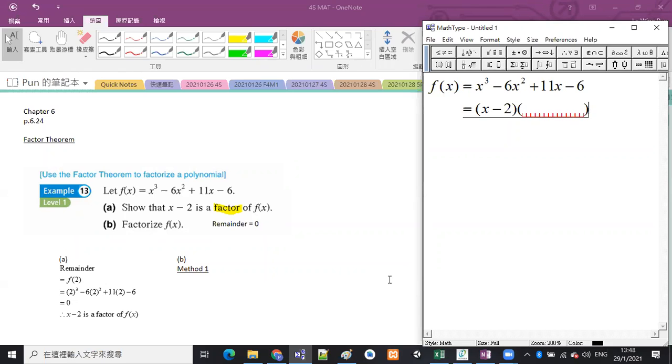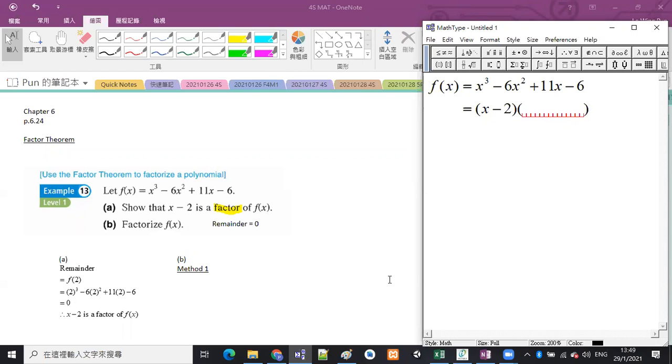Because we have already shown that x minus 2 is a factor of f(x). What is meant by a factor? It means that you can factorize out this expression. After factorizing out x minus 2, what is left in the other bracket? That is what part B asks you to do: factorize f(x).